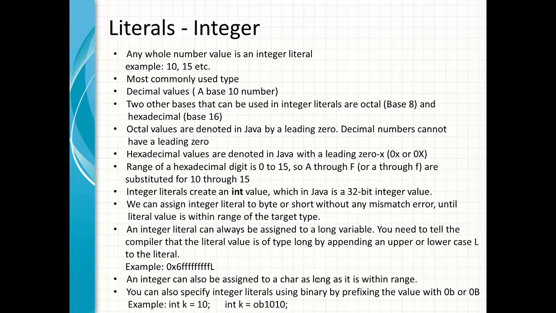Now, integer literals create an int value, which in Java is a 32-bit integer value. I hope you remember that int is 4 bytes. That means 32-bit. We can assign an integer literal to byte or short without any mismatch error as long as the literal value is within range of that target type. I already showed you this in our last video. I will show you once again that as long as we are in the range of byte or short, an int value can be assigned to byte or short without any mismatch error.